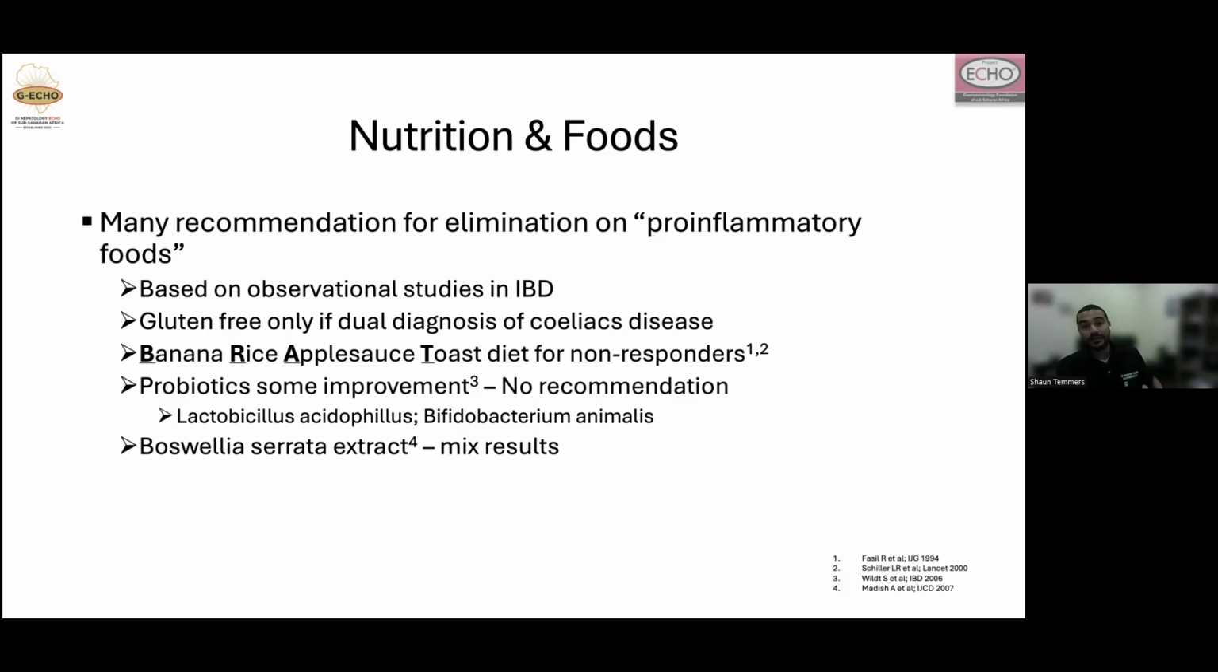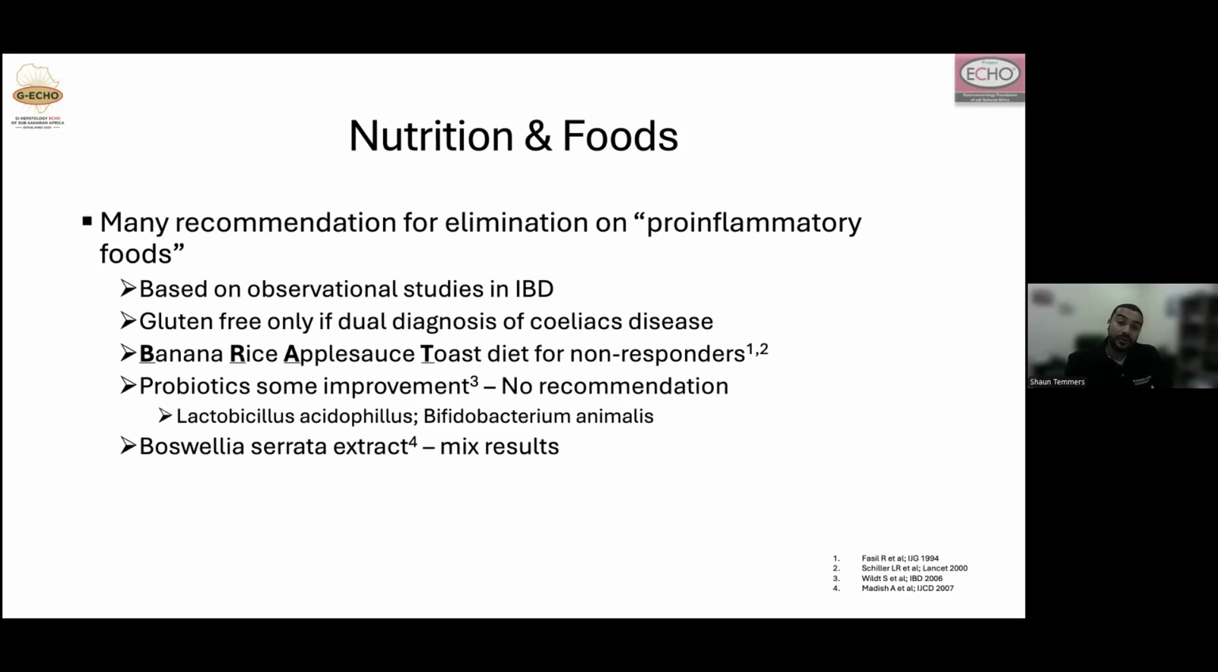The only diet that has been trialed in patients with microscopic colitis, in those patients that were non-responders and where there was what was deemed a favorable outcome, is a so-called BRAT diet. It contains banana, rice, applesauce, and toast. In those patients, at 3 months of adherence to this diet, there was some improvement in their clinical symptoms. Again, it was a small case series.